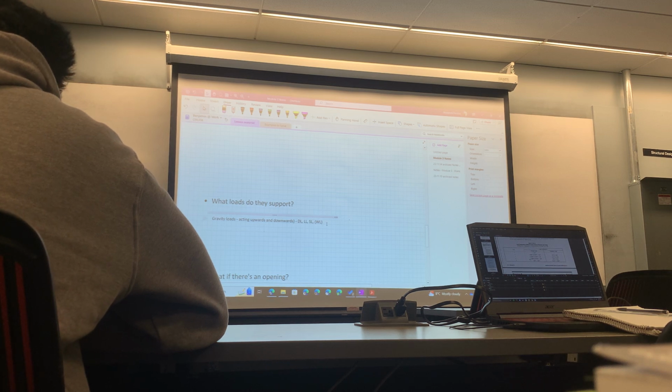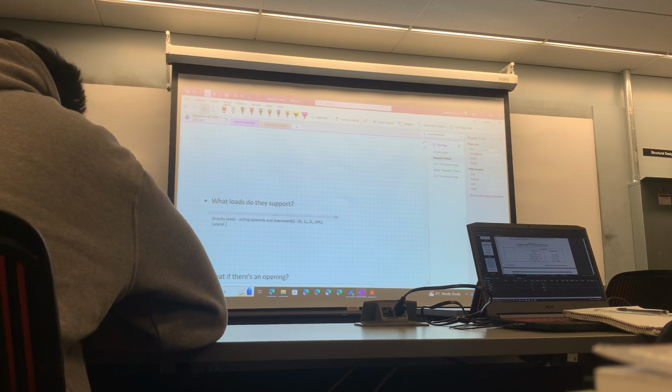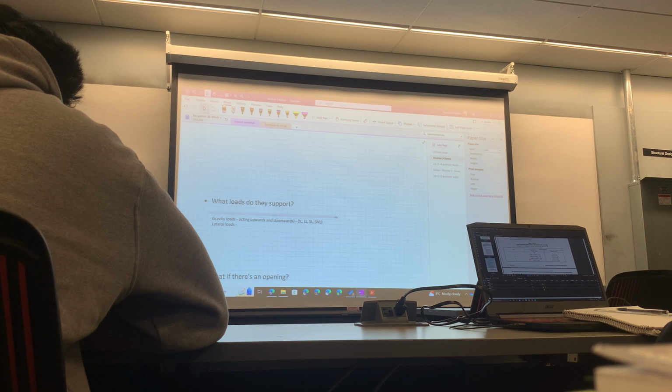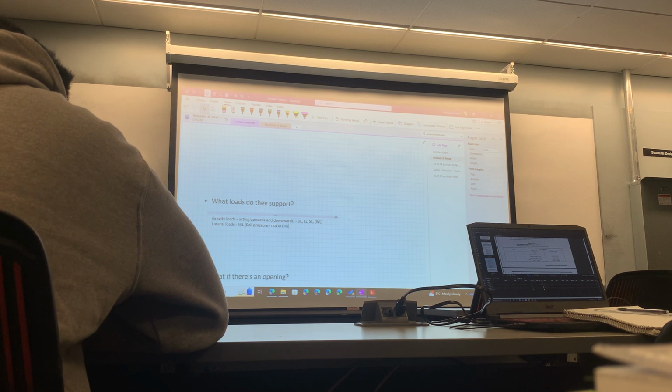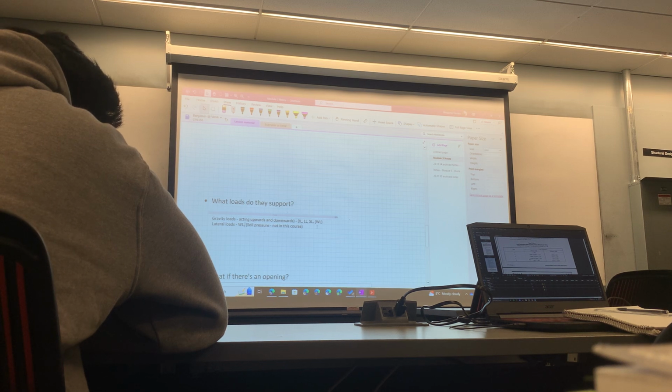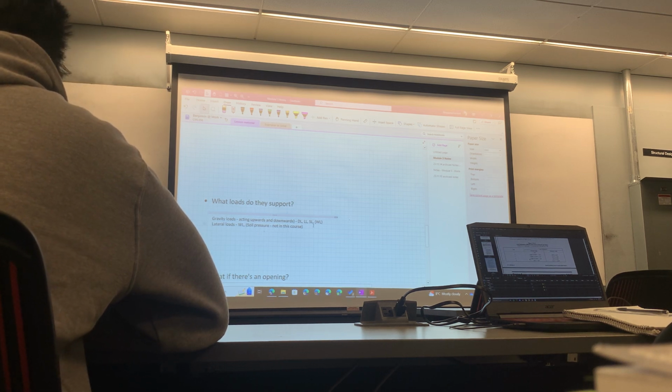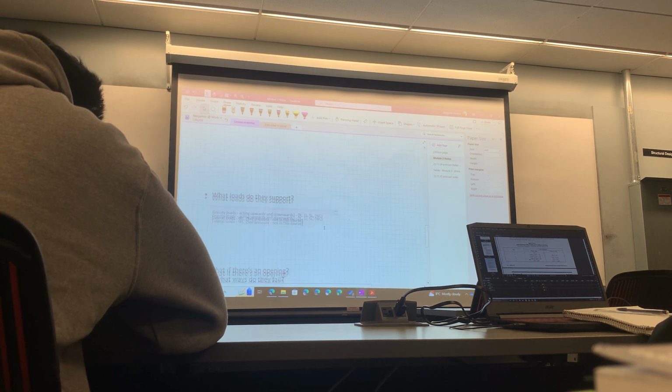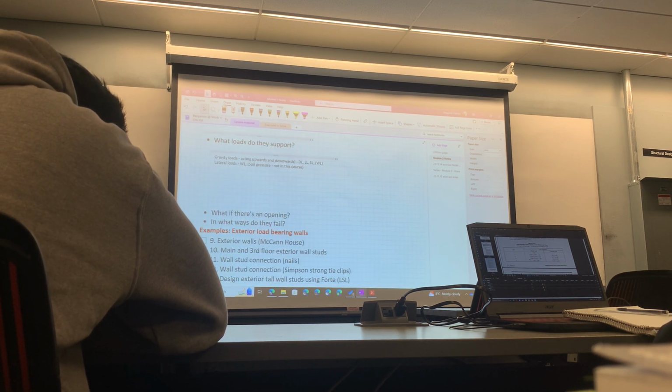Anyway, gravity loads, and we have lateral loads. This can be wind load, and then we have soil pressure, not in this course. So we've got soil pressure and wind load, that's pretty much it. Any questions on that?